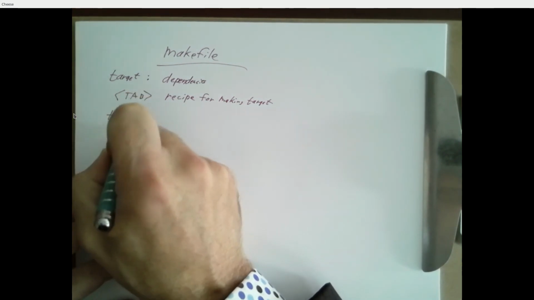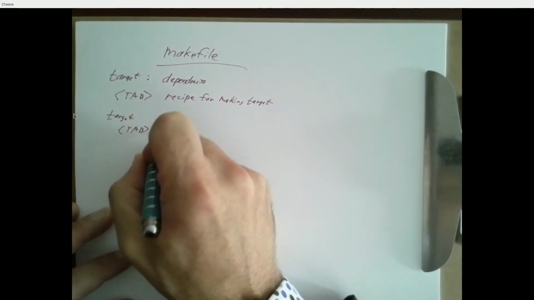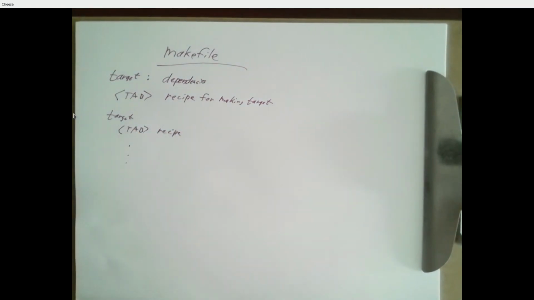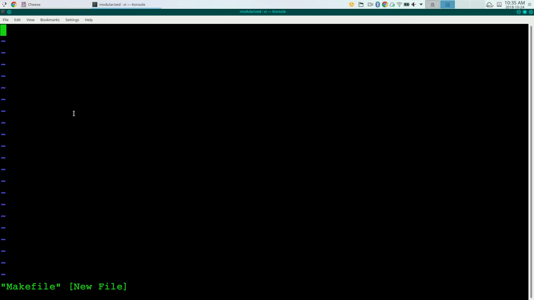And then there's a target and a recipe, and so on. So let's build a makefile, and then we'll see what it actually does. So the target I'm trying to build is a program called main. And what do I need in order to build main?